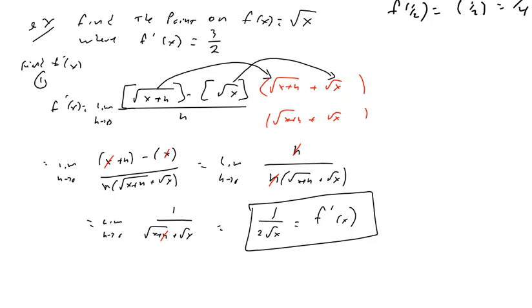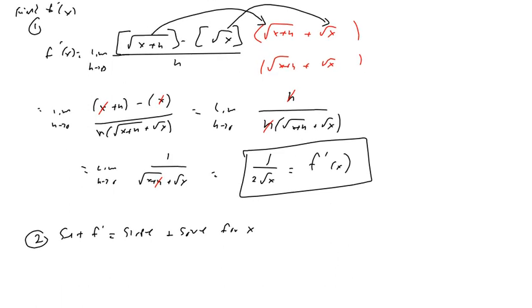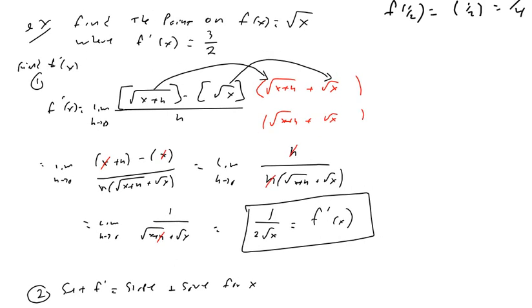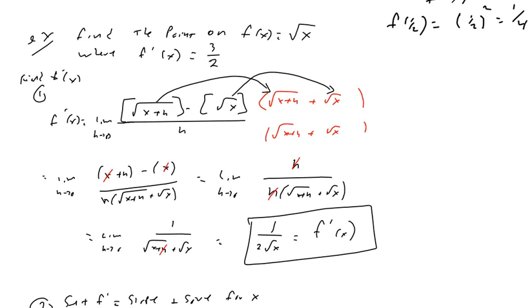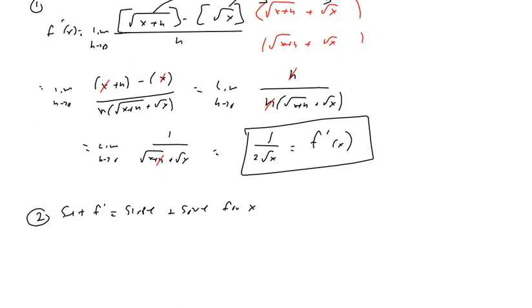So now, next step: set f prime equal to the slope you want and solve for x. Take our f prime equation, make it equal to the slope we want. Our slope we want is 3/2. So I make 1 over 2 root x equal to 3/2, and I solve.